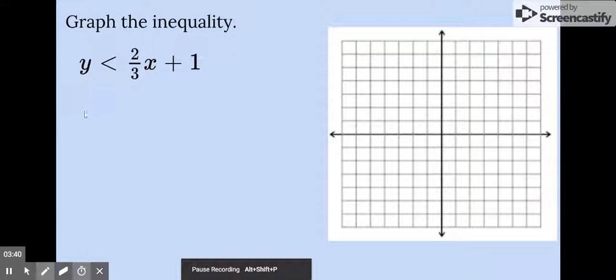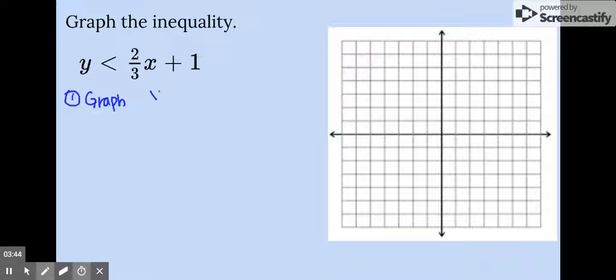Let's look at one more example. So let's graph y is equal to 2 over 3x plus 1. First step, you just ignore the inequality sign. Don't worry about it. We learned about this, how to find the y-intercept, how to find the slope. Y-intercept is 1, slope 2 over 3. So it means that you go 2 up and 3 to the right.